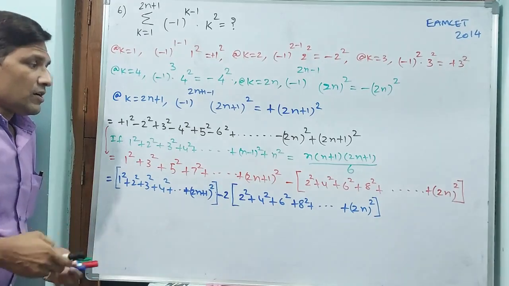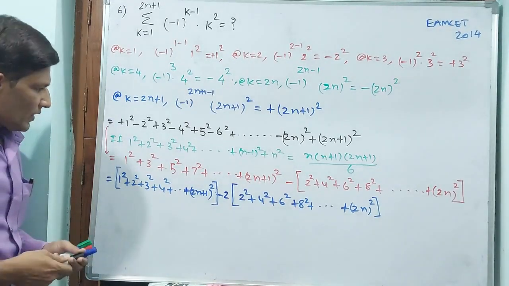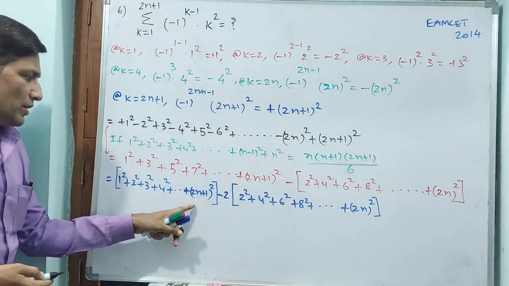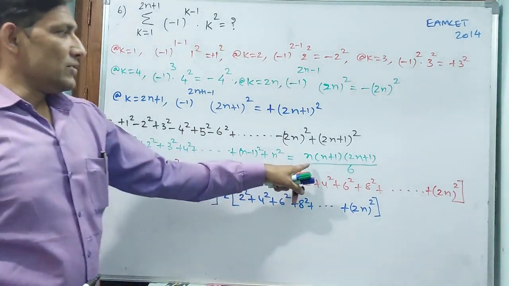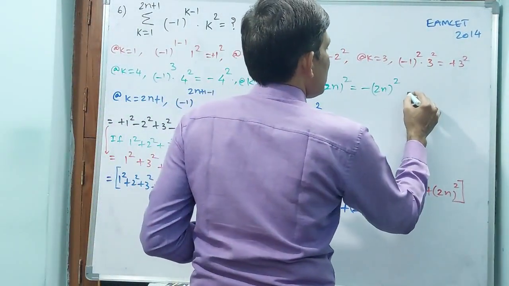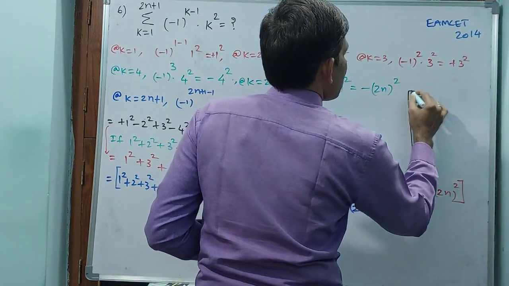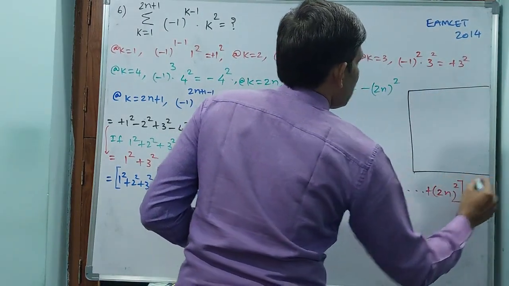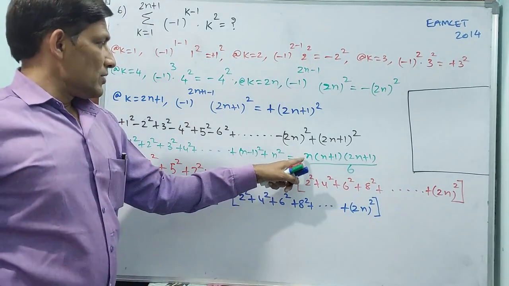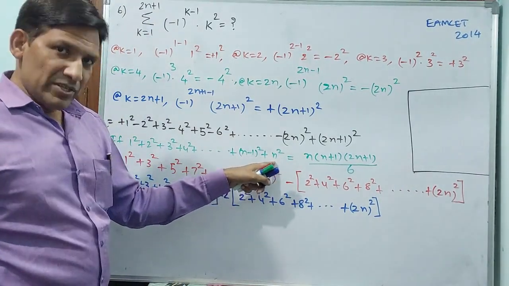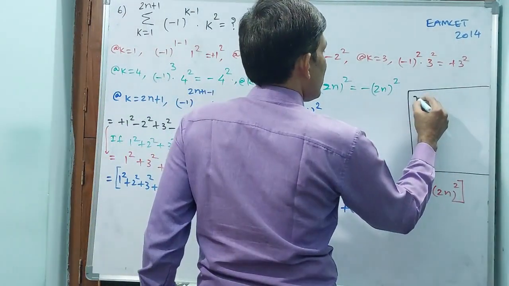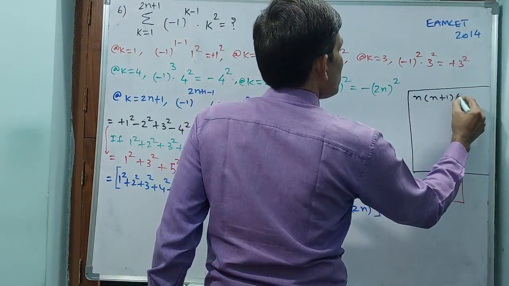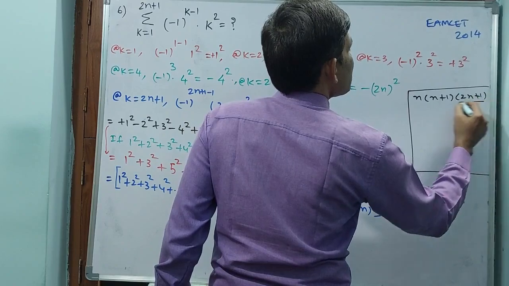Now come back again. You see this series, how are we going to write it? Observe carefully what I am writing in rough work. Up to the last term n is there, that means n squared. The formula is n into (n plus 1) into (2n plus 1) by 6.